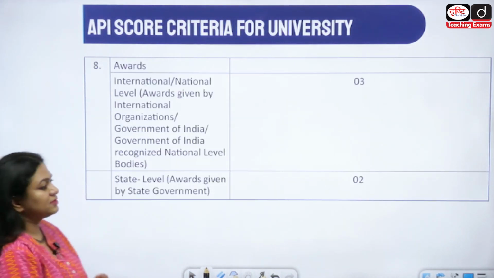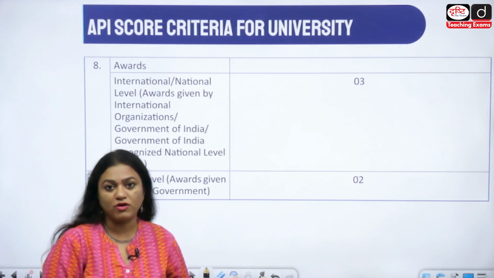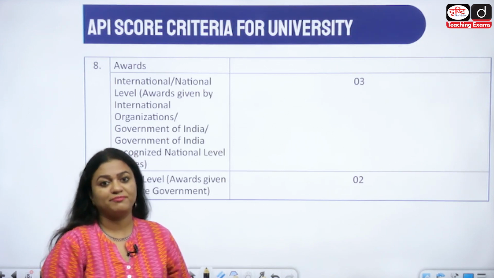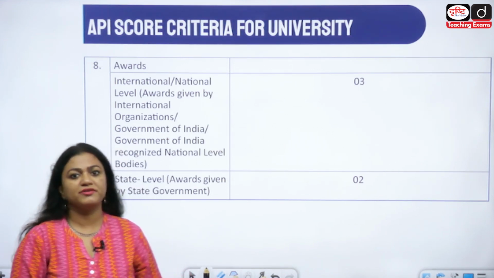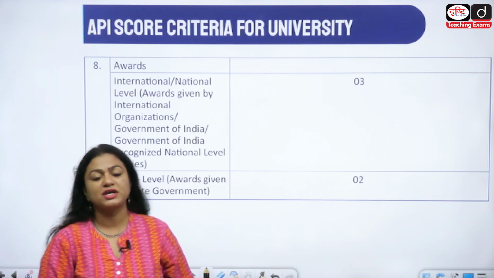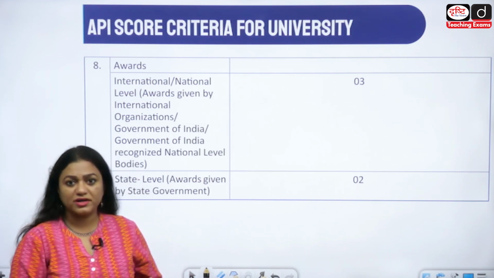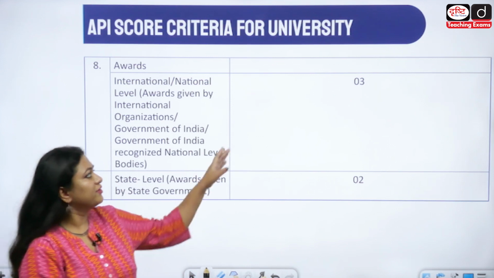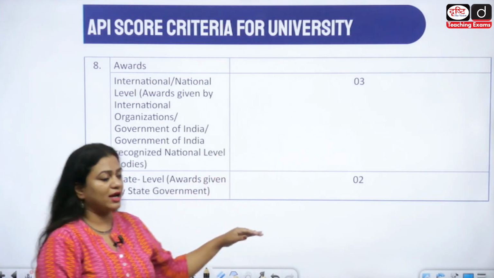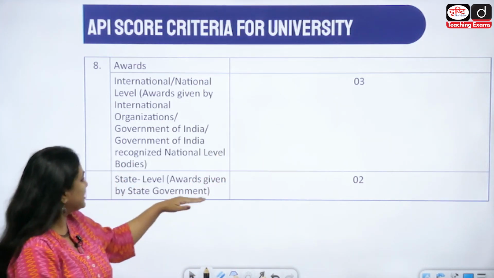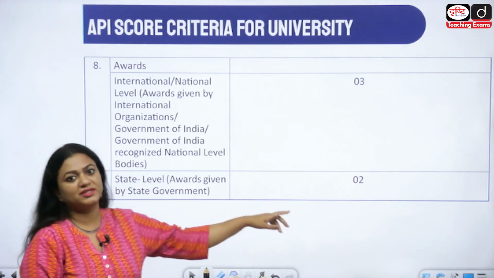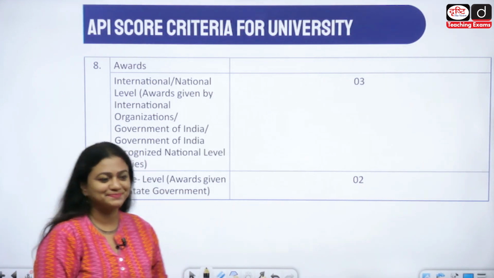Then, the last parameter, that is the award section. If you have participated in an international or a national event and you have received an international or national level award, then you will be getting 3 marks. If you have earned a state level award given by the state government, then you will be getting 2 marks.